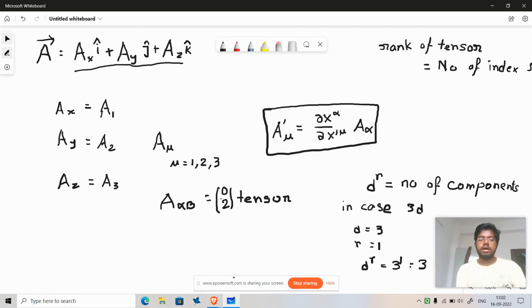So that's it. This is the whole stuff about tensors. For those who are very beginners about tensors, don't be afraid of tensors, because tensor is a very easy thing to understand.